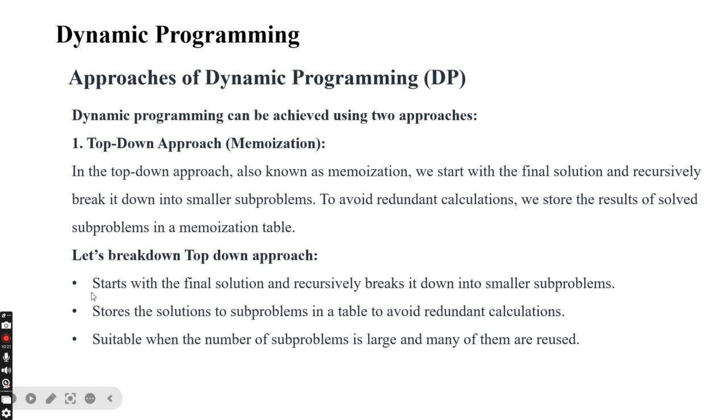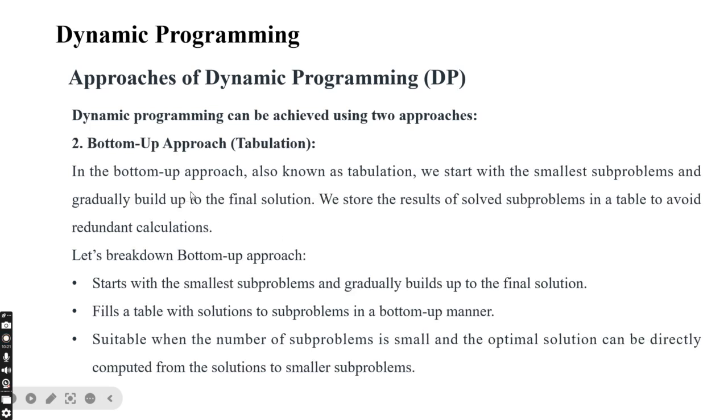Let's break down the top-down approach. It starts with the final solution, recursively breaking it down into smaller solutions. It stores the solutions to the sub-problems in a table to avoid redundancy. It is suitable when the number of sub-problems is large and many of them are reused. Now the second approach, the bottom-up approach.